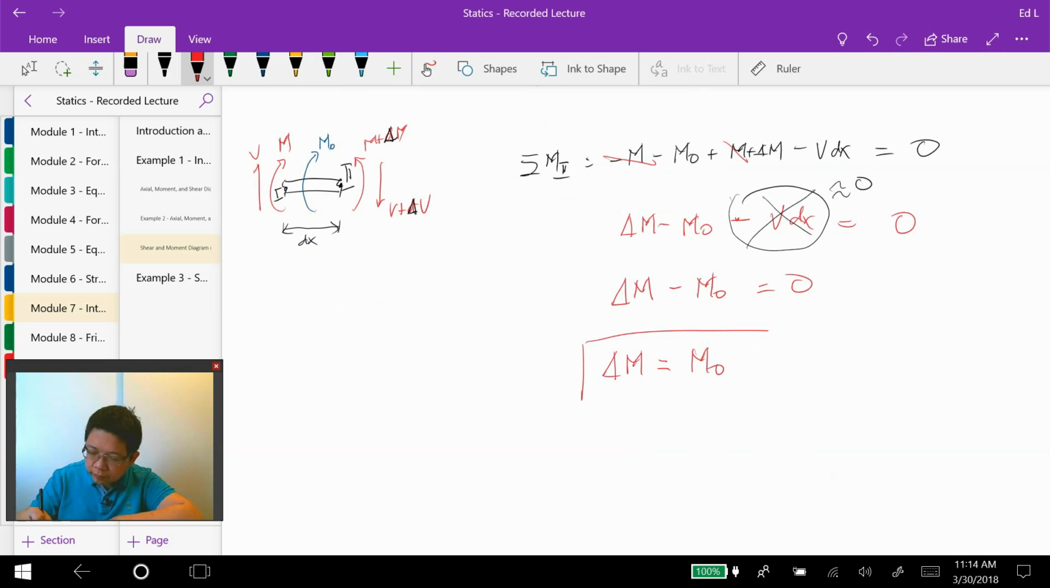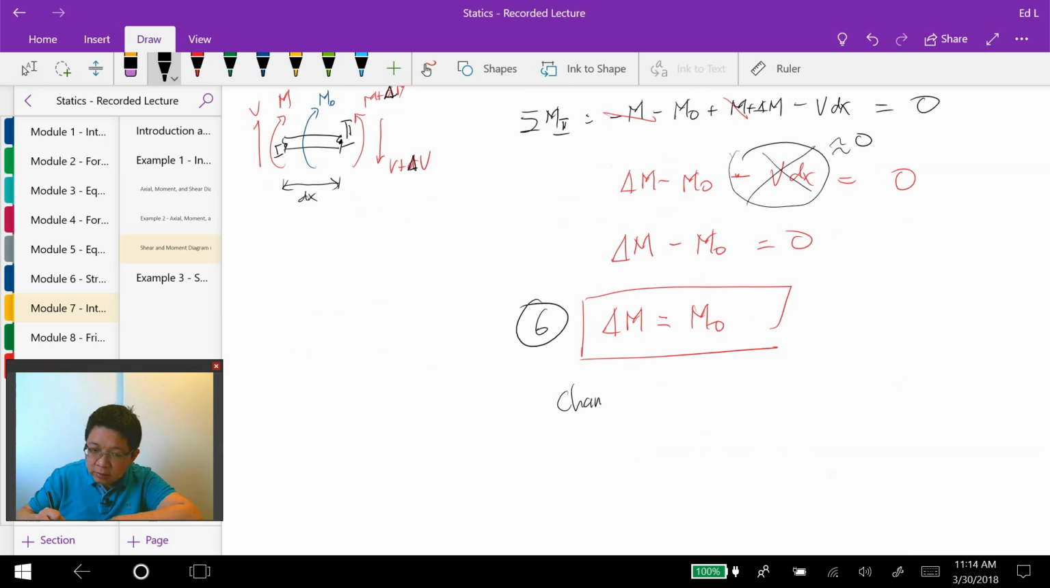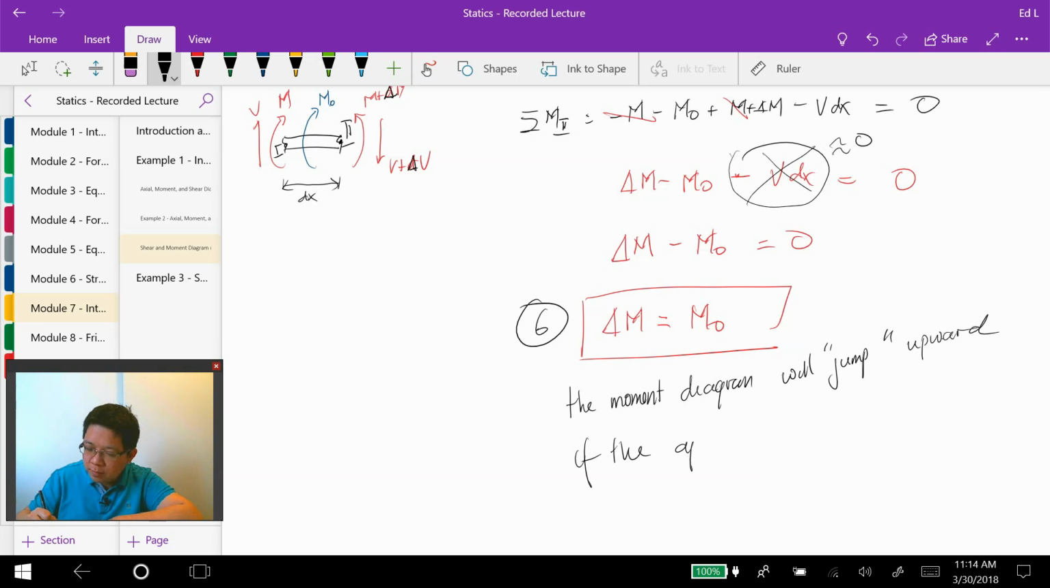And this indicates the sixth rule, which states that the moment diagram will jump upward if the applied external moment is clockwise.